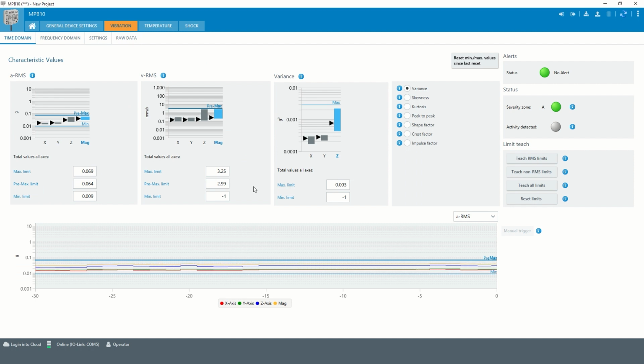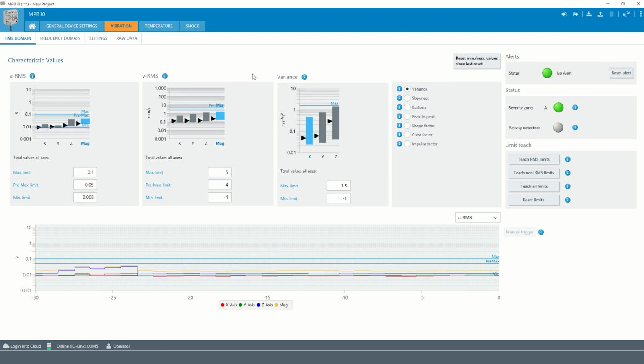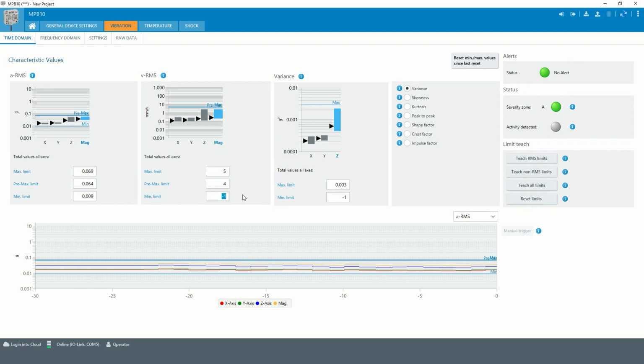Besides the automatic teach-in, it is also possible to set or adjust the limits manually. As soon as one of the limit values is exceeded or undercut, an alarm is triggered. The limits are deactivated by setting the limit values to an invalid value. Typically, this is -1.